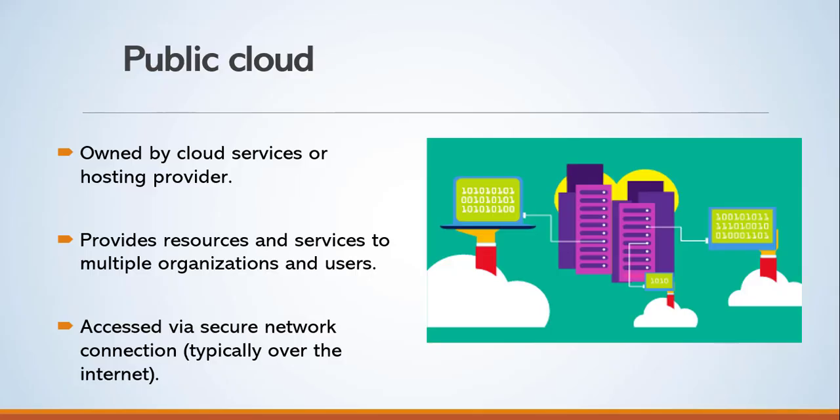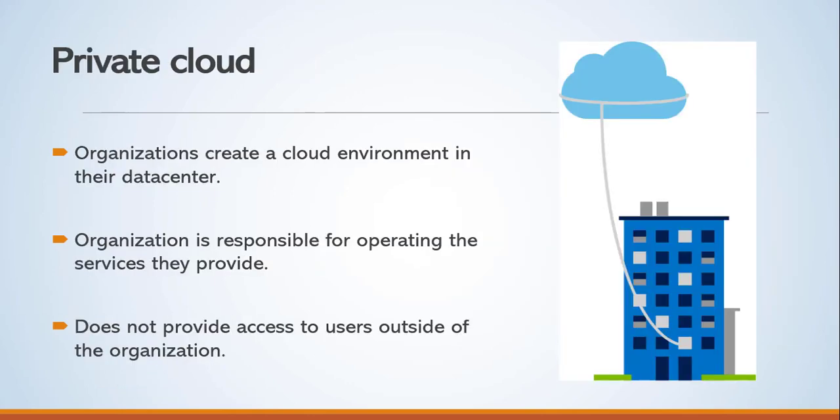So now let's talk about public cloud. The environment that we were talking about is a private cloud, which is on-premises. Here you can see organizations create a cloud environment in their data center, right? They perform virtualization. They want to use cloud capabilities over the on-premises environment. The organization is responsible for operating the services that they provide. It does not provide access to users outside the organization. It is for the people who are within the organization, right? Because it's your private cloud.